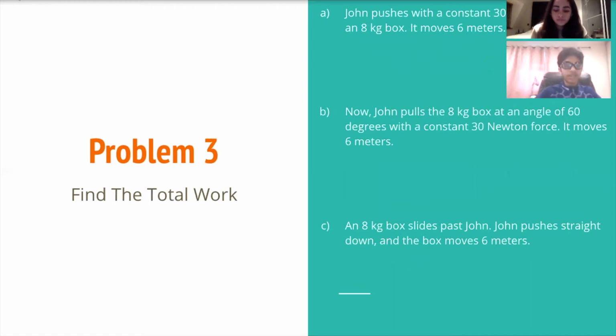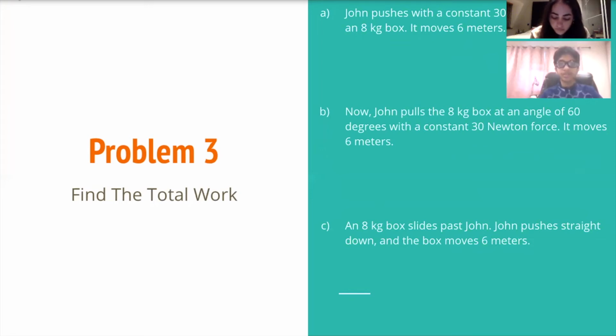So now that we've gotten the hang of energy with actual numbers and energy with algebra, we're going to turn to work. So for the first problem, we have John pushing with a constant 30 Newton force on an 8 kilogram box, and it moves 6 meters, and we want to find the total work. So I'll give you 3 seconds to pause, and then we'll come back.